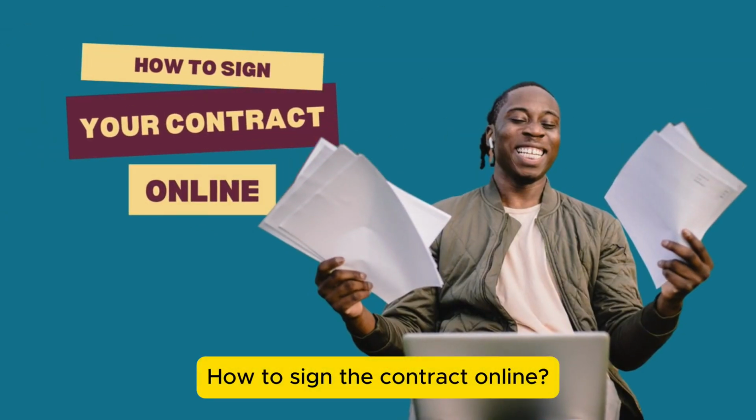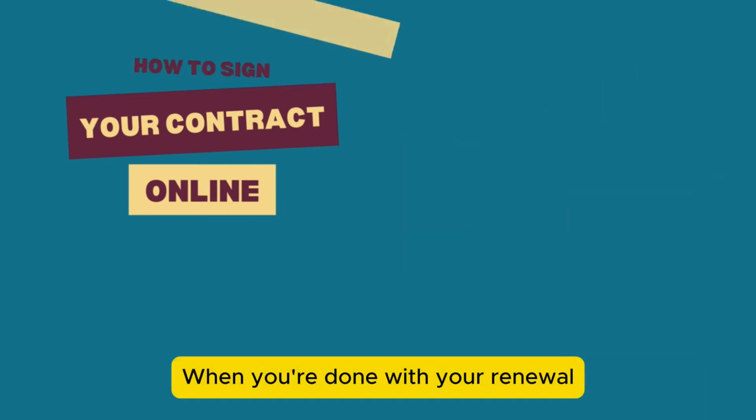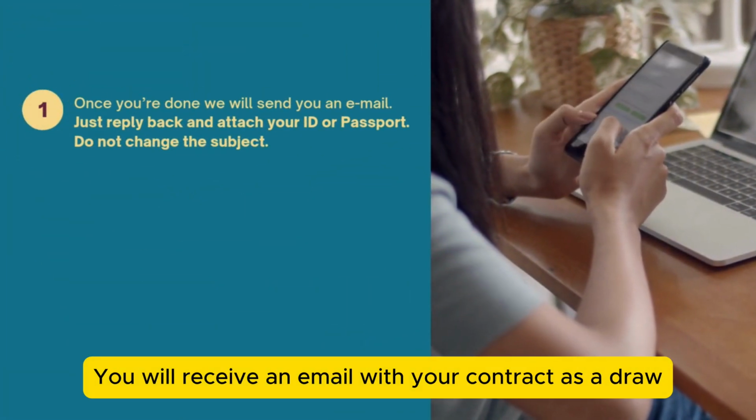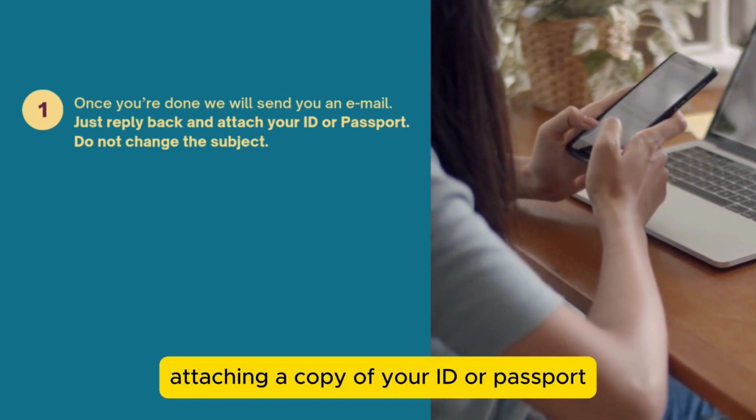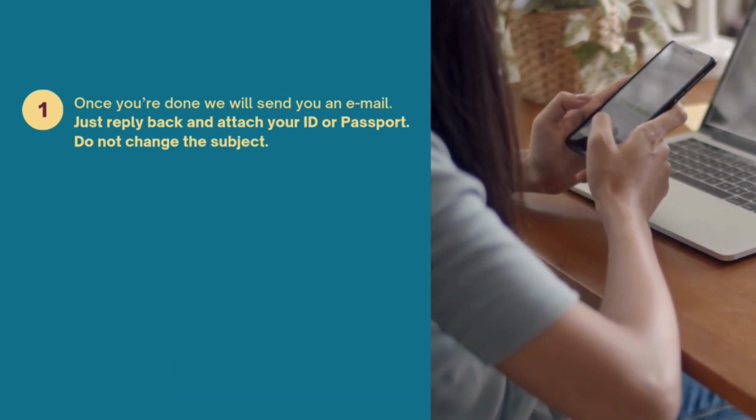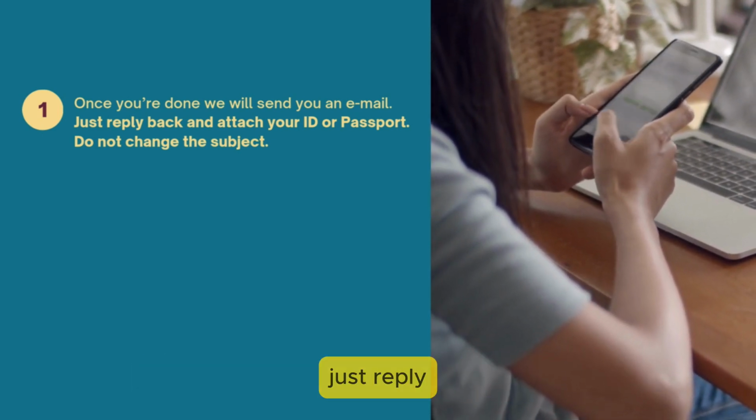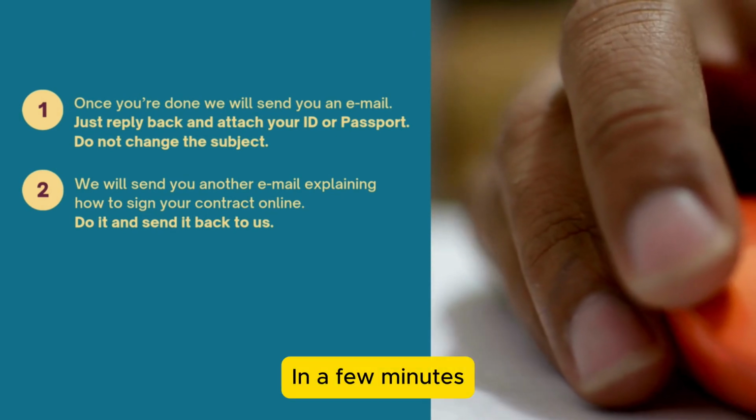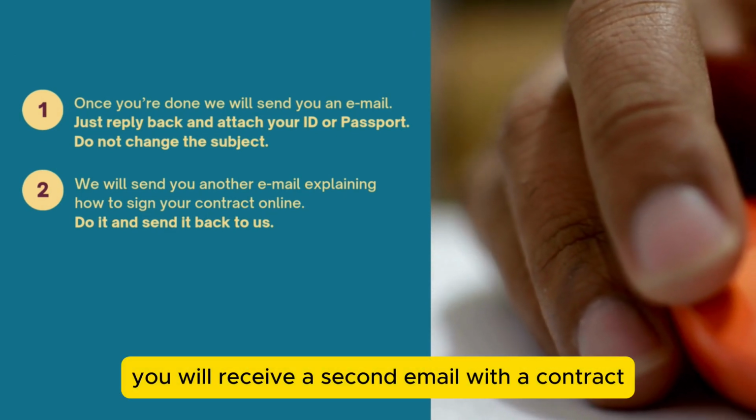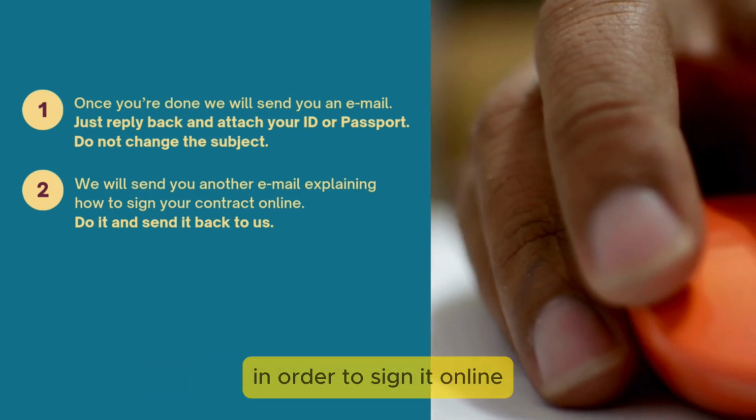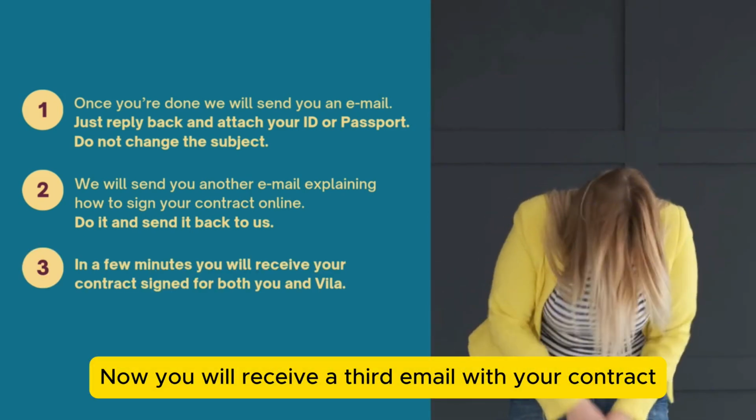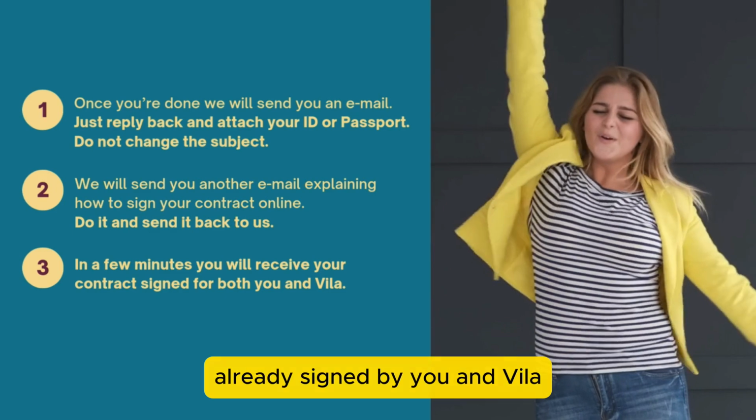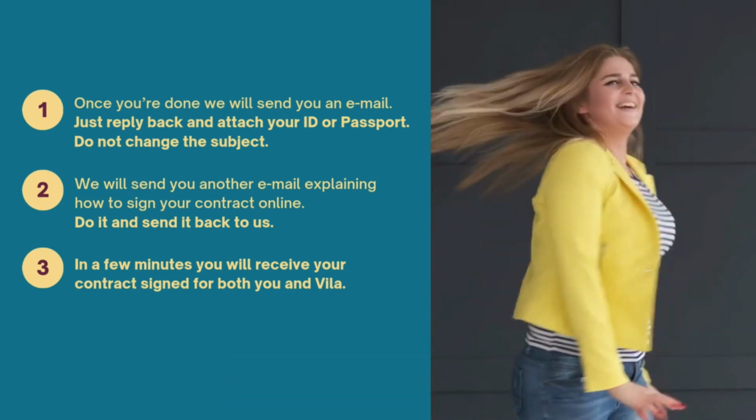How to sign the contract online. When you're done with your renewal, you'll receive an email with your contract as a draft. Just reply to this email, attaching a copy of your ID or passport. Please don't change the subject of the email, just reply. In a few minutes, you'll receive a second email with the contract and the steps you have to follow in order to sign it online. Do it and send it back to us. Now you'll receive a third email with your contract already signed by you in Vila.